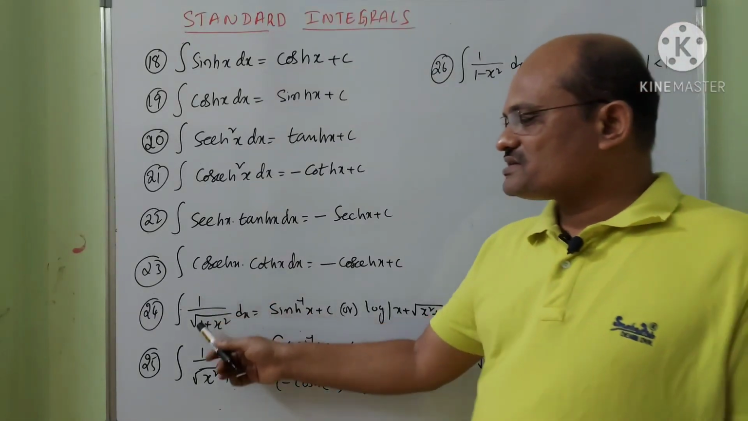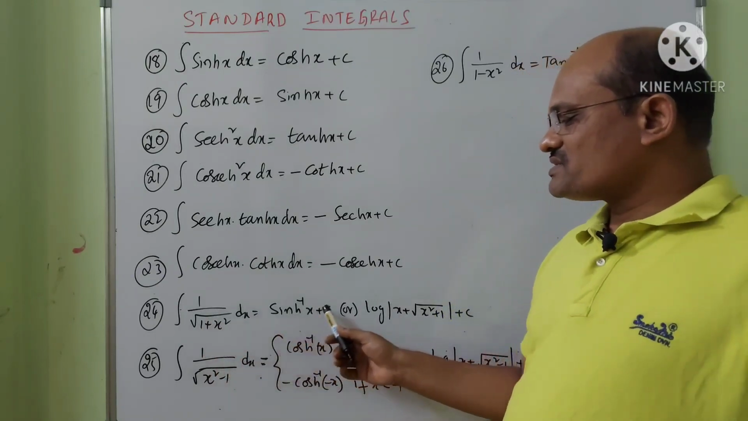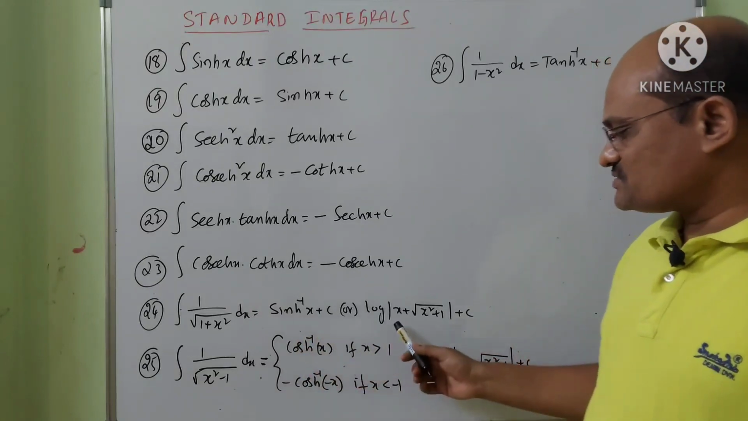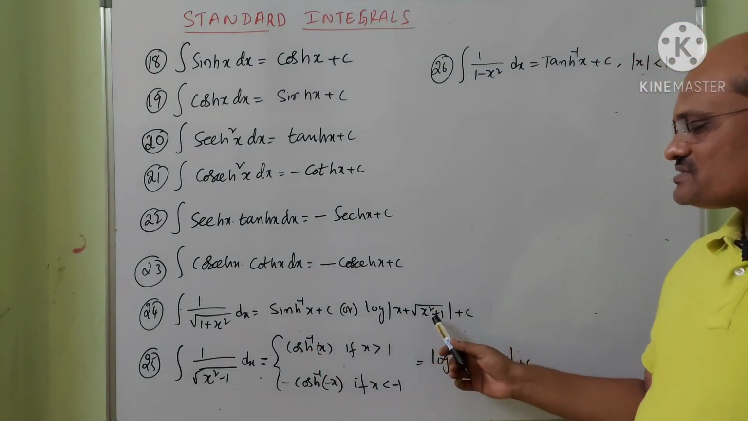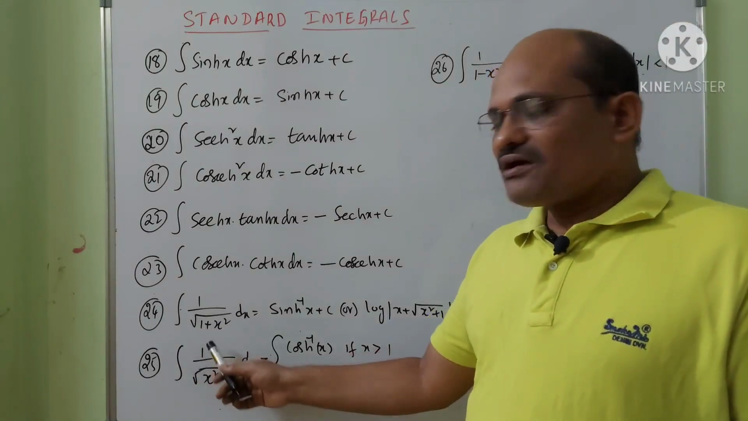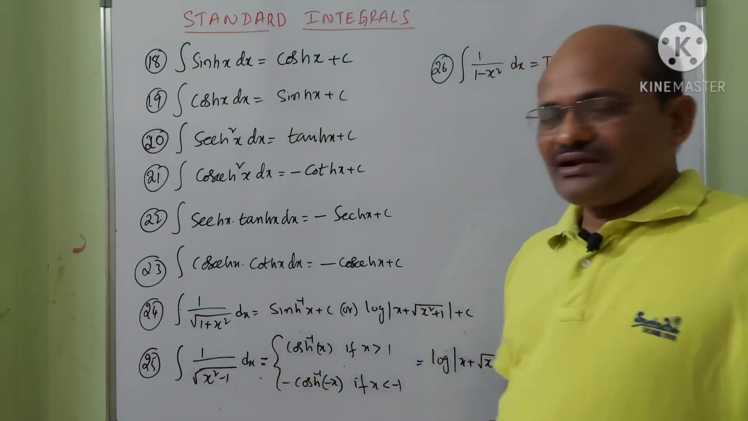So the integration of 1 by root 1 plus x square is sinh inverse x plus c. Another form of sinh inverse x is log mod x plus root x square plus 1, plus c. Now 25: the integral of 1 by root x square minus 1 dx.